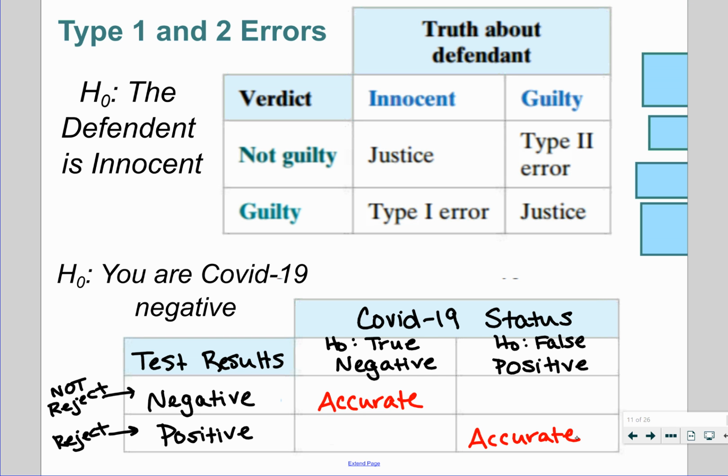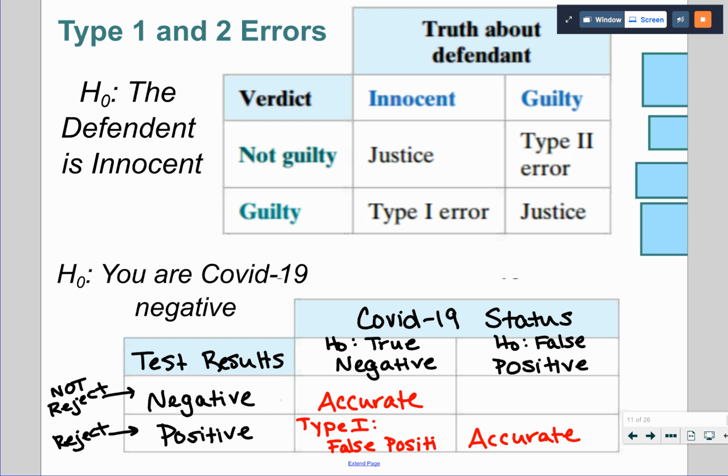If you do not have COVID-19, but the test says you are positive, is that accurate? No. So that is a type 1 error, which in medical terms, they're going to use the word, and you guys have probably heard this, false positive is another way of thinking about a type 1 error. It's a false positive. And if you are actually positive, but the test says you're negative, that's a type 2 error. And what is that called in the medical community? It's a false negative.